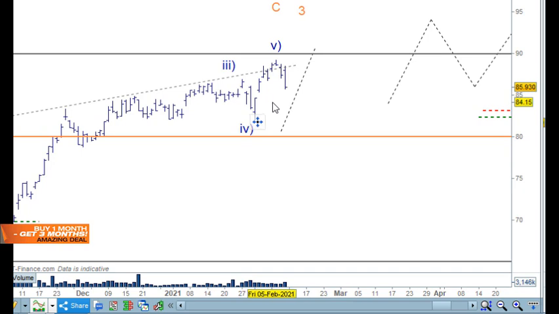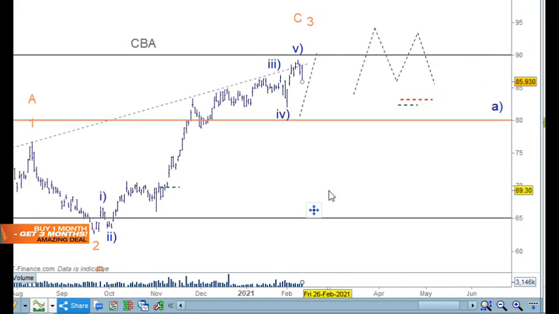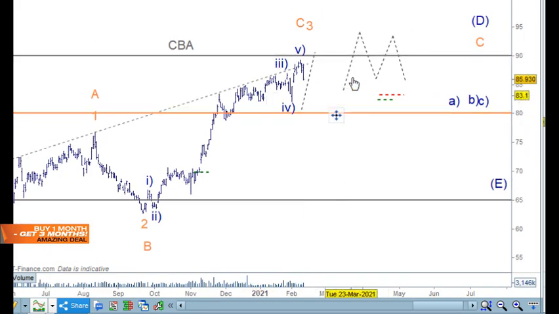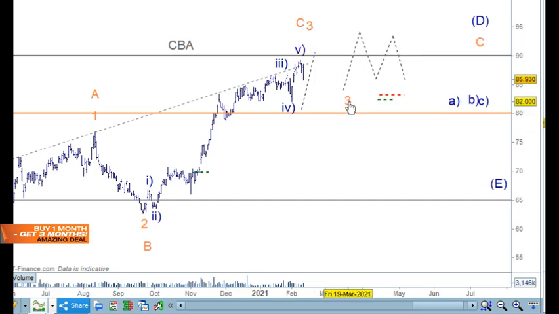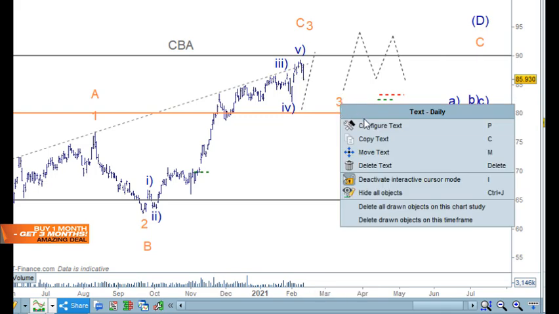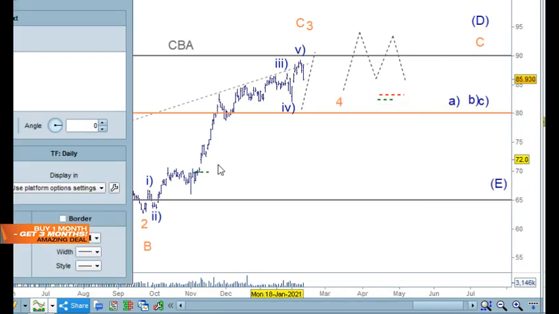There's a gap there, so we'll probably want to see that gap. But anyway, it's doing all the right things at this point, so we'll just leave that for the time being. We want a correction here. We want to see if this is wave 3 here, and we want to see if we're going to get wave 4 in here.